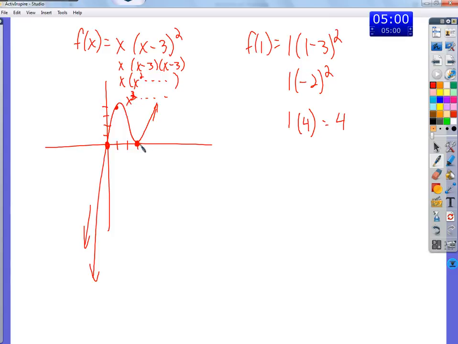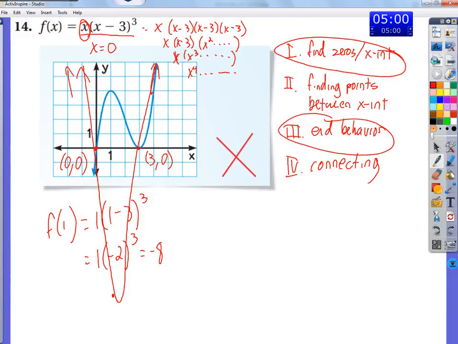So notice how it did not cross the x-axis here. It only touched the x-axis. At what x value did it only touch the x-axis? At 3. And notice where we got that 0 of 3: from this factor that was repeated twice. There's two of those factors. Turns out, when it was an even number of times, it only touched the x-axis. When it was an odd number of times, once we did it correctly, then it crossed the x-axis.